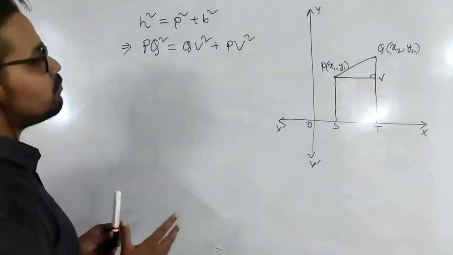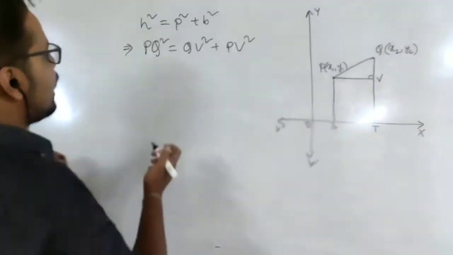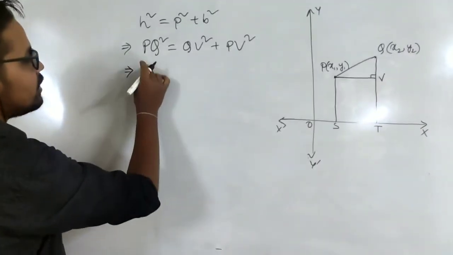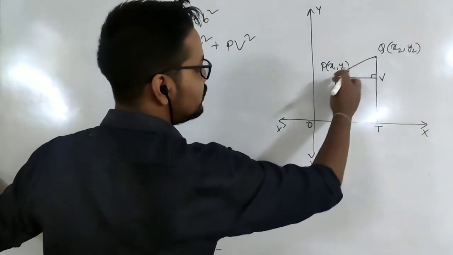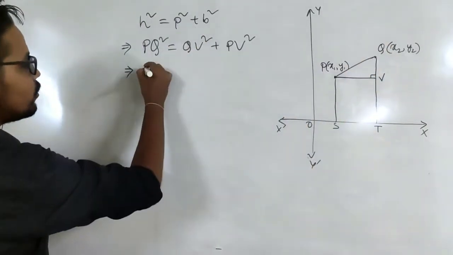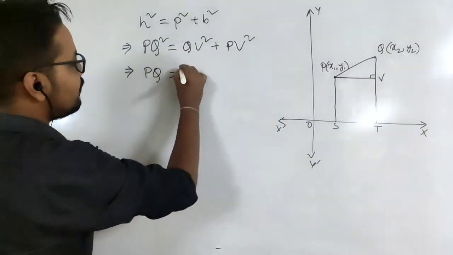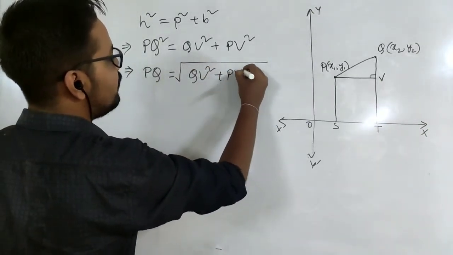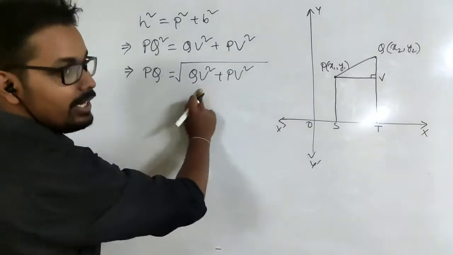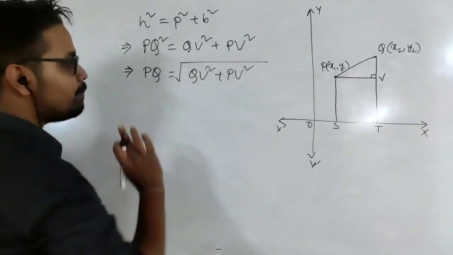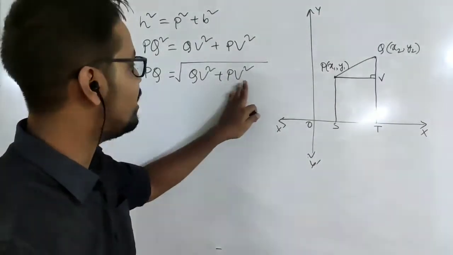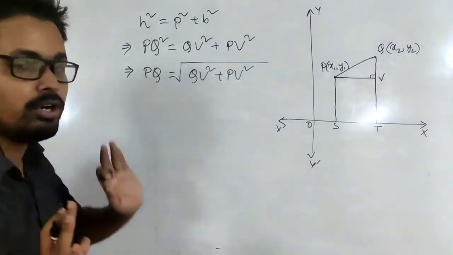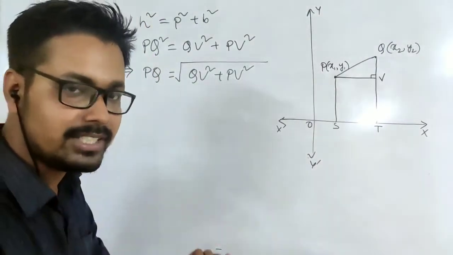So now what I want to find is I need QV. How can I find PQ from here? I want the distance PQ, right? PQ is the distance between P and Q. So in order to find PQ, I must have root over QV square plus PV square. Now I want to find QV and PV. If I can find the value of QV and PV, I will be able to find the value of PQ. Okay, fair enough. We have done this right till now.